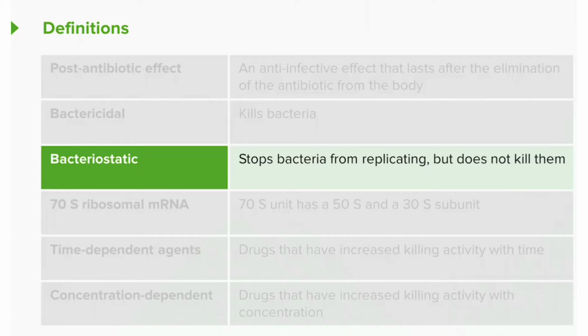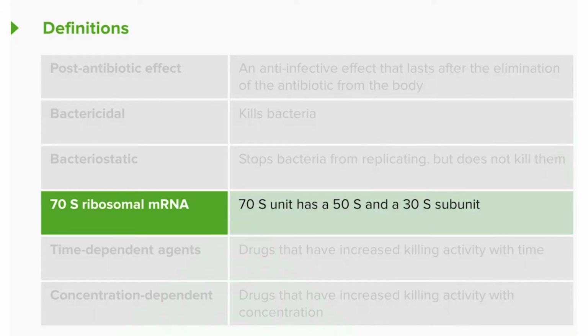occur unimpeded. The 70S ribosomal subunit is composed of a 50S and a 30S. Okay, I know, 50 plus 30 is 80, and how can 50 plus 30 equal 70? Don't worry about it. The point is that the 50S and the 30S make up a 70S unit.